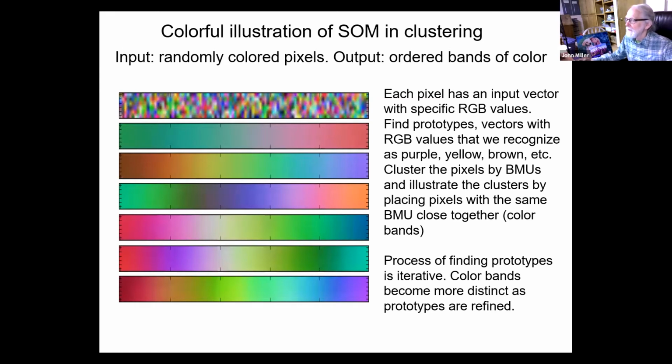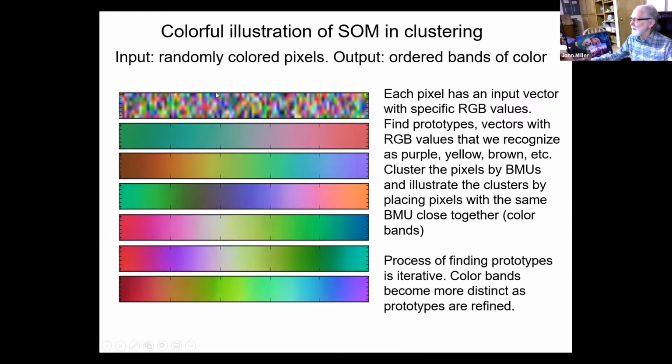Okay. When I'm teaching SOMs, I really love to show this slide. It's a way of picturing the effect of clustering by SOM. Here we have this first bar, which is just a bunch of colored pixels, lots of them. That represents our very large data set. Each of these pixels is characterized by a vector with three components, which is the proportion of red, green, and blue in the color of that particular pixel. I don't know how many pixels there are there, but there should be several thousand pixels in that first bar.